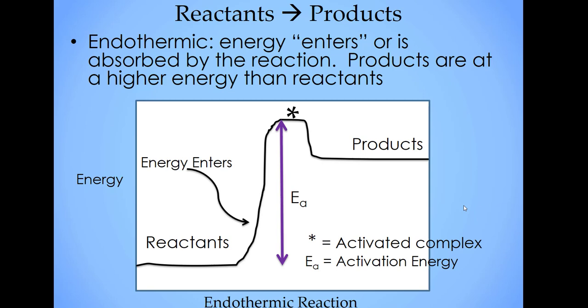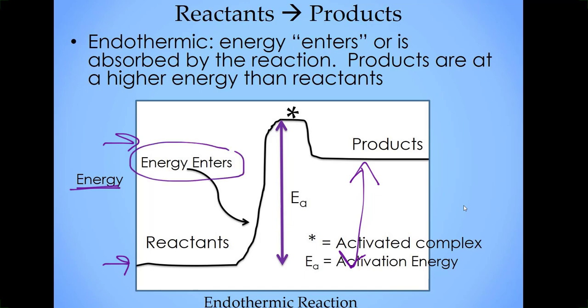This is an endothermic reaction. Again, reactants yield products. An endothermic reaction occurs when energy enters or is absorbed by the reaction. The products are at a higher energy level than the reactants. So again, here's our energy. Reactants start low and our products go high. And that difference, where does it come from? Well, it has to enter into the reaction from the surroundings.